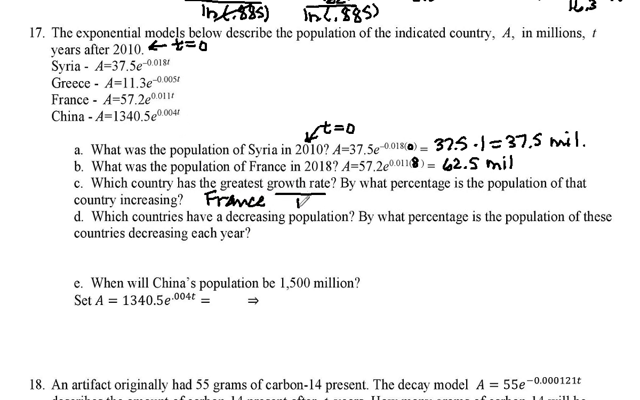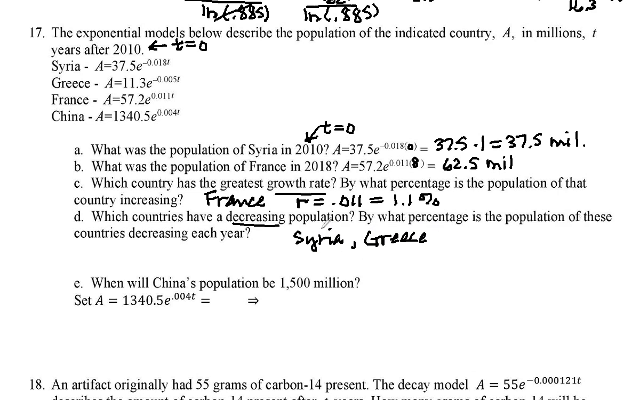And our rate, r, is 0.011, which is 1.1%. So they're growing the fastest. Which countries have decreasing population? So we already mentioned there, Syria and Greece.